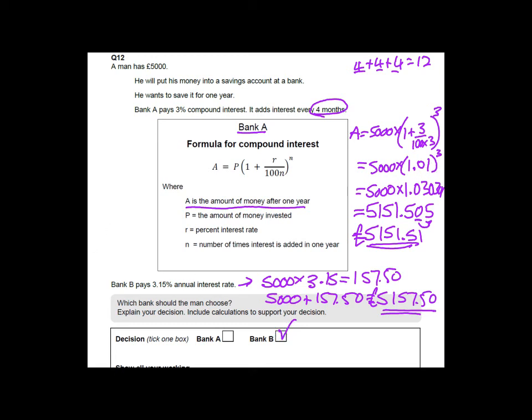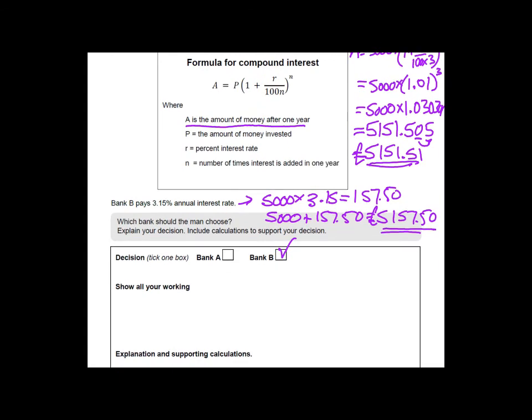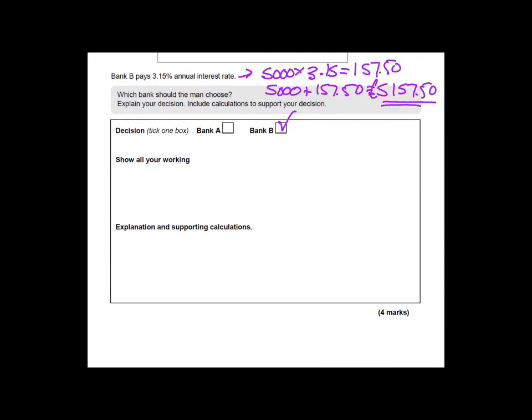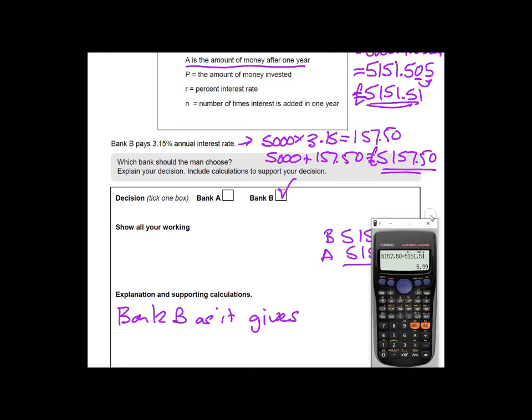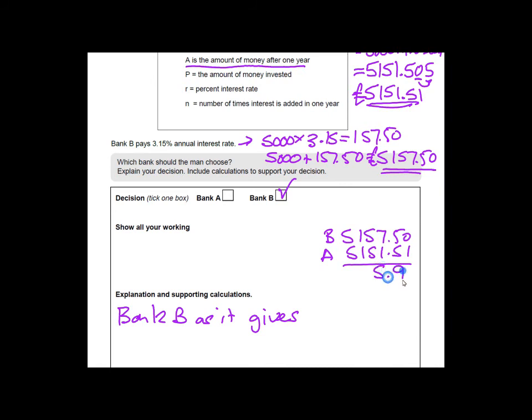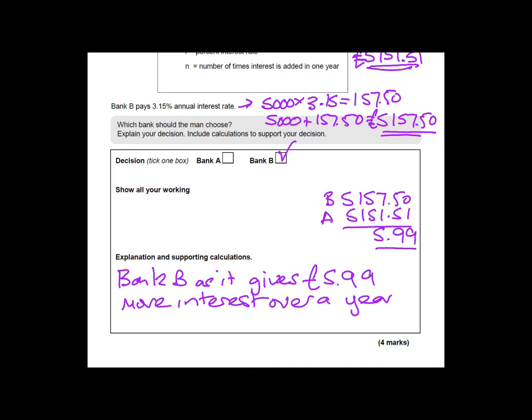Scrolling down to see what else they need for the answer. Show all your working. Well, all our working out is up there in the top. And an explanation is Bank B as it gives, and then you could actually calculate the amount if you wanted to. So Bank B is £5,157.50. Bank A is £5,151.51. Take one from the other, and that's £5.99 more. And again, this question is worth 4 marks.